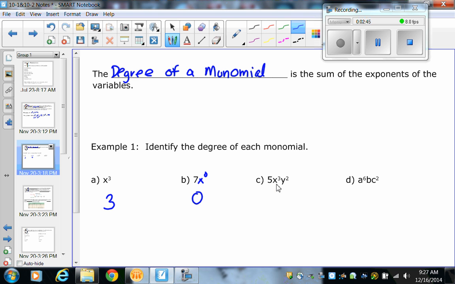For C, you have two variables here. The degree of the monomial is the sum of the exponents. So we would have 3 plus 2, which is 5. And on D, you have a 6. B is really being raised to the first, and C is raised to the second. So 6 plus 1 plus 2 would give me 9.